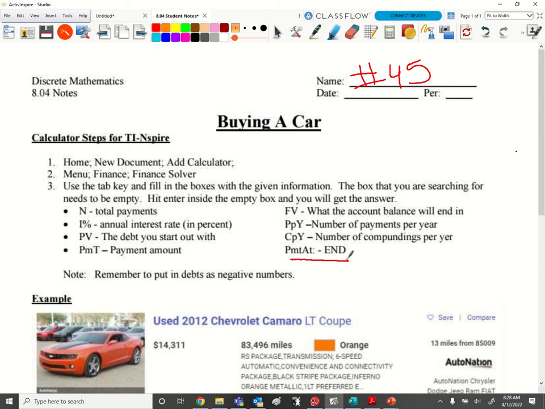As we go through, you guys have your calculator set up right now, right? Go through these steps, get to your solver right now. Okay, good. And remember, put in debts as a negative number.